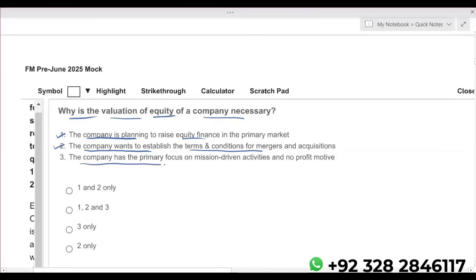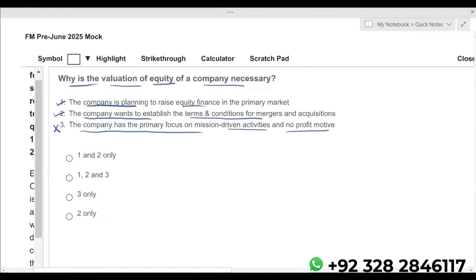The company has the primary focus on mission-driven activities, not profit motive. Basically, the last one is suitable for a not-for-profit organization, so that is not fitting at all. Logically, one and two out of these three are the reasons why we need equity value. Let's see the option. Alpha, option one. That's great. It looks very straightforward.